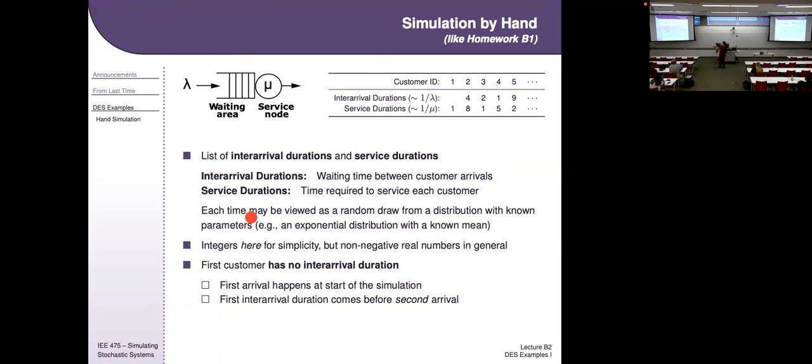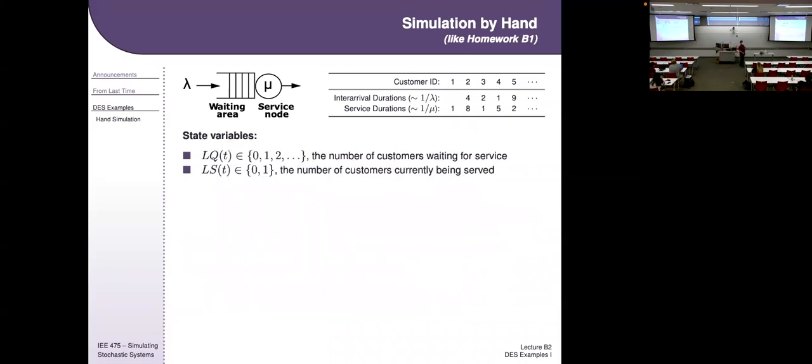So we've got interarrival durations and service durations. We're going to use integers for all these just for simplicity, but in general, they're non-negative reals. And there is no first interarrival duration. So it's not a mistake that there's a gap right there. All right, so that's the setup for the problem.